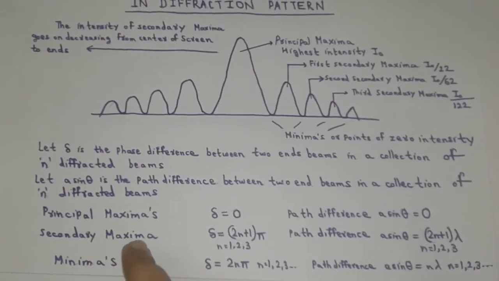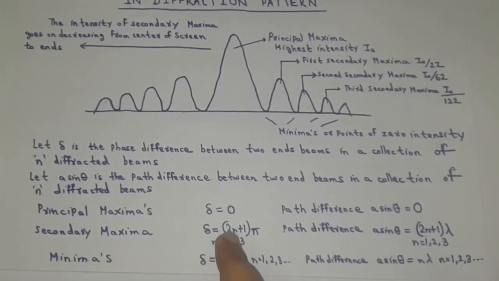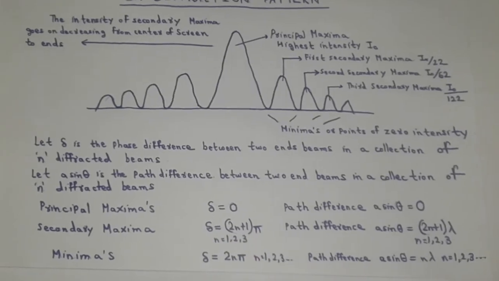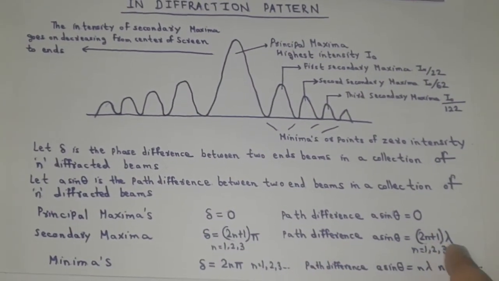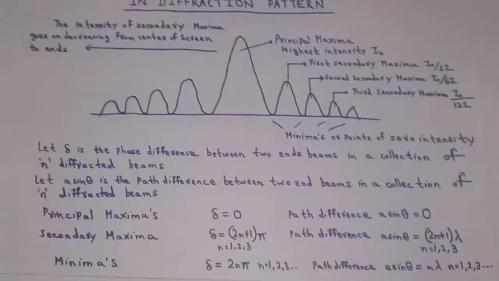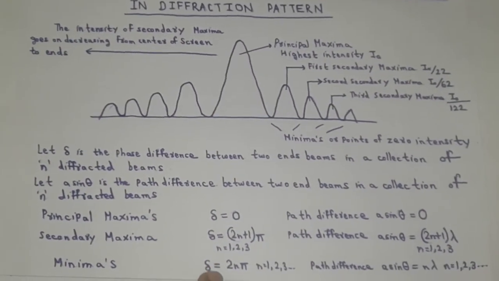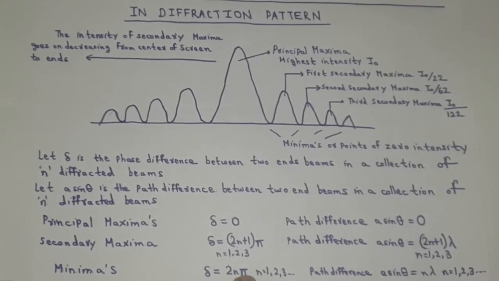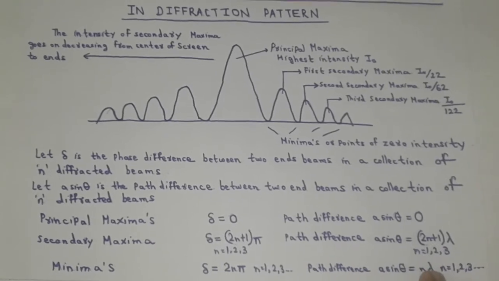Secondary maxima is formed by the diffracted beams which have a phase difference of odd multiple of pi and a path difference of odd multiple of lambda. Minimas are formed by the diffracted beams which have a phase difference of even multiple of pi and a path difference of integral multiple of lambda.